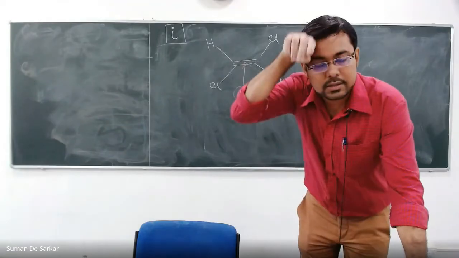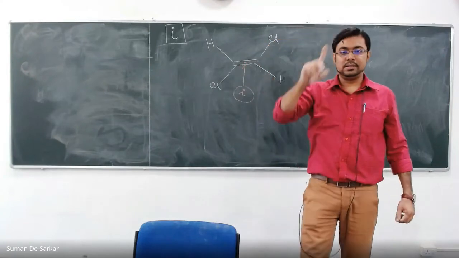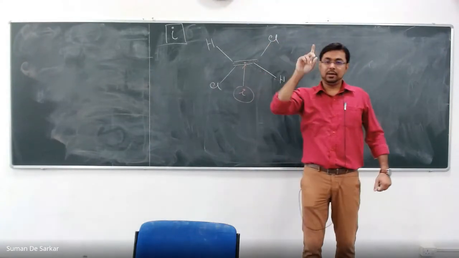Because your voice is not very clear. Can you please repeat? Sir, I was saying that here are we having 2 points of symmetry or one? No, only one. The point of symmetry is only one always. There is only one point.